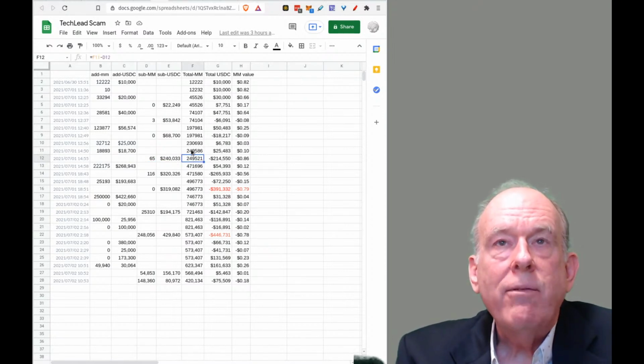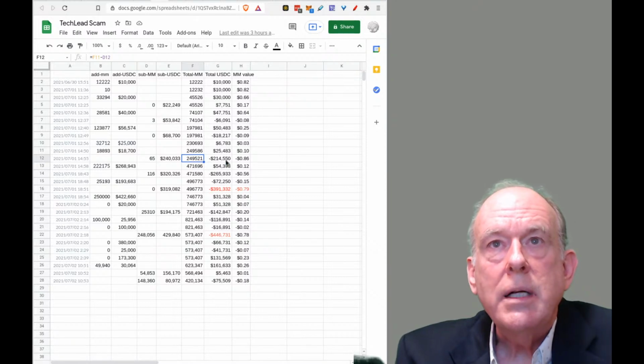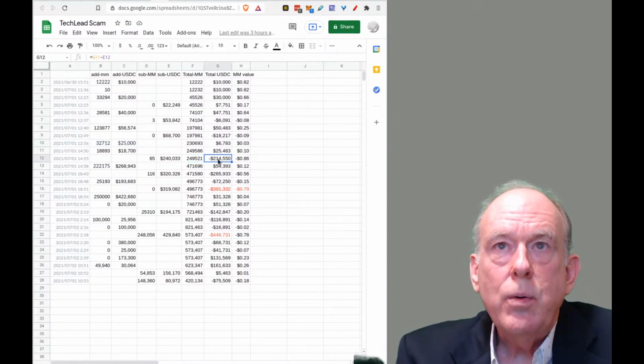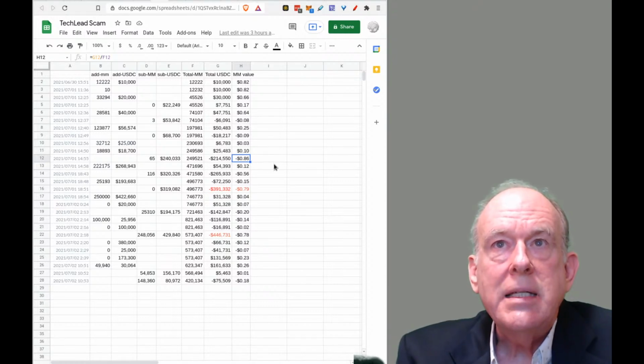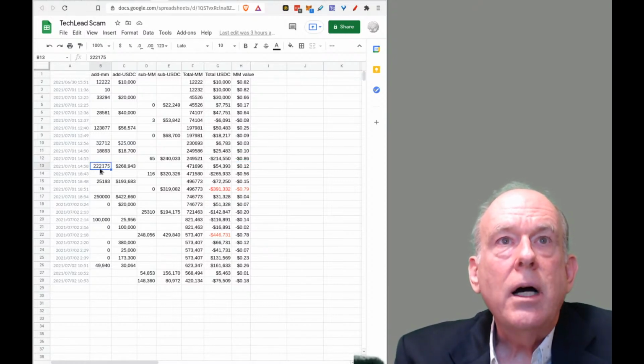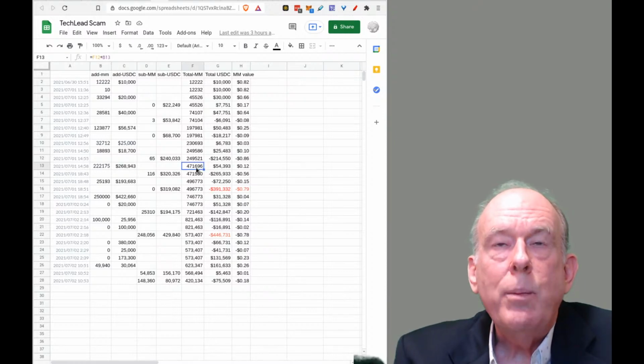So at this point we have 250,000 tokens out there. He's got minus $214,000, so he's got this in his wallet. Each token, according to what he's got invested, is worth minus 86 cents. And then he adds 222,000 tokens and 268,000 USDC. So now he's got almost 500,000 tokens out there, but he's only got $54,000 of his money at risk, and the value of the token is 12 cents according to what he's put in it.